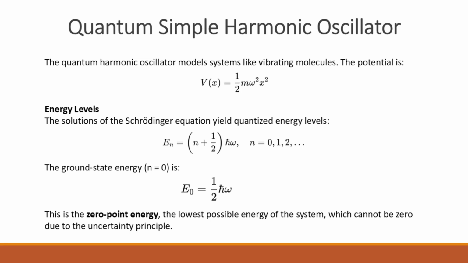The quantum harmonic oscillator is a fundamental model that helps us understand molecular vibrations. Unlike classical oscillators, quantum systems have discrete, quantized energy levels. The potential energy follows a specific mathematical form, and the energy levels are not continuous, but come in precise increments. This model reveals a profound quantum principle. Even at absolute zero, a system cannot have zero energy, introducing the concept of zero-point energy.